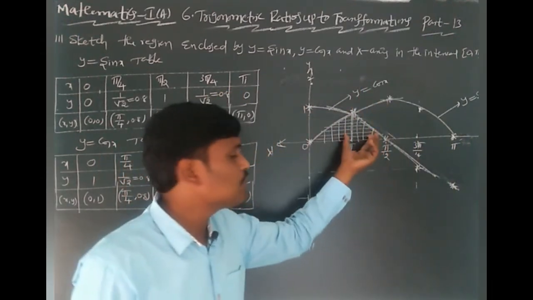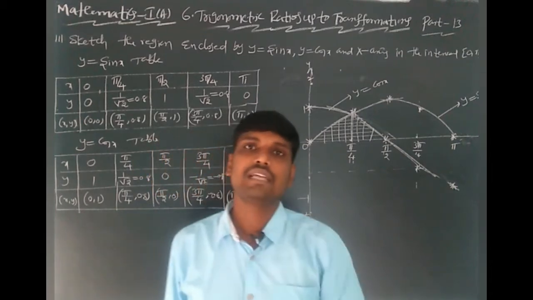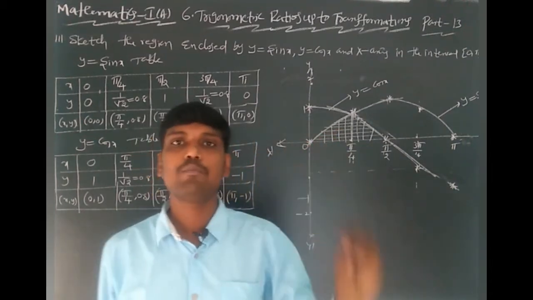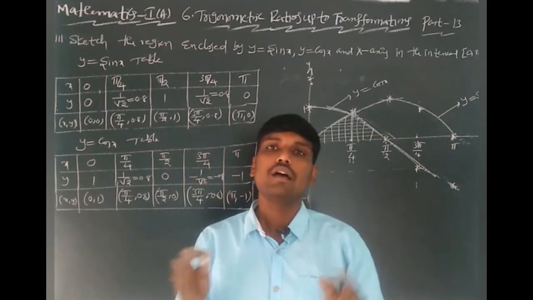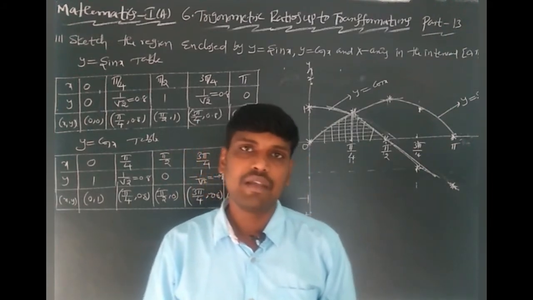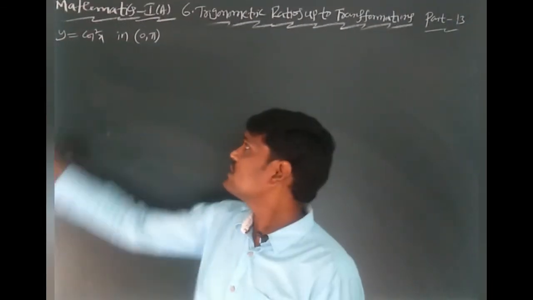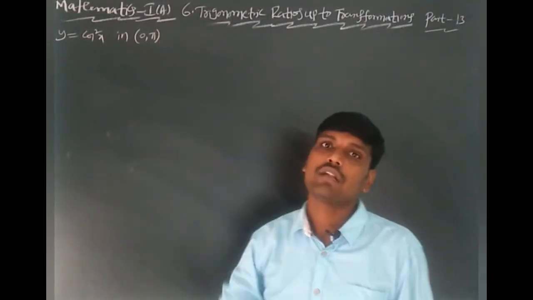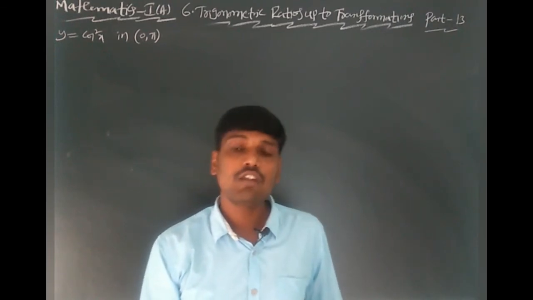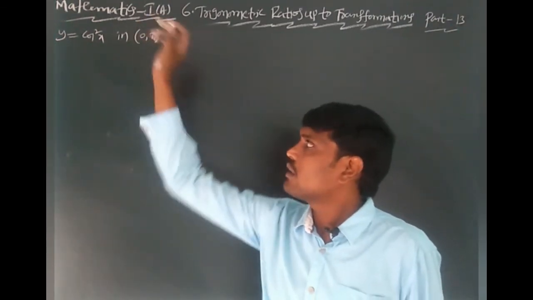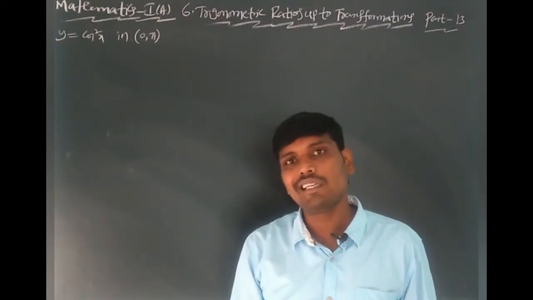This is the region bounded by the y is equal to sin x and y is equal to cos x graph. This is very important and useful in the intermediate examinations. Next one, y is equal to cos square x in the interval 0 comma pi. Here you have to take the interval 0 comma pi. The curve is the trigonometric function cos square x.